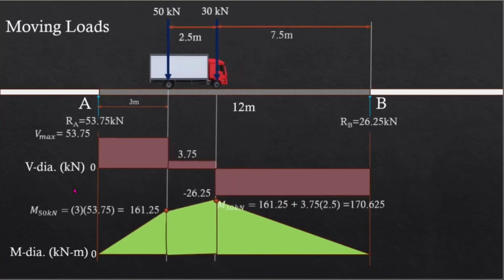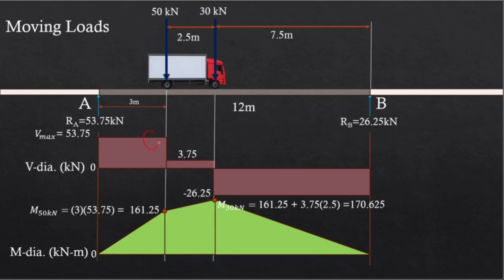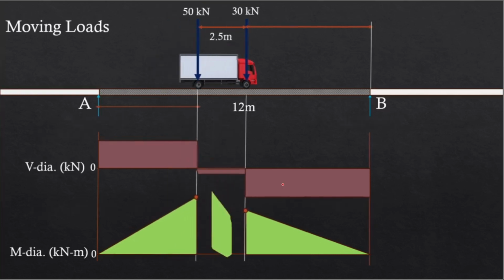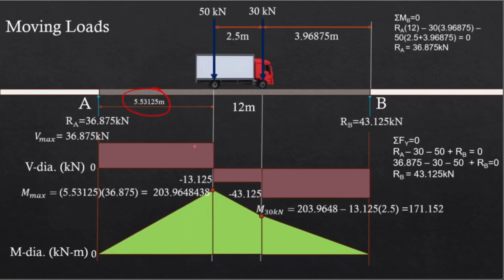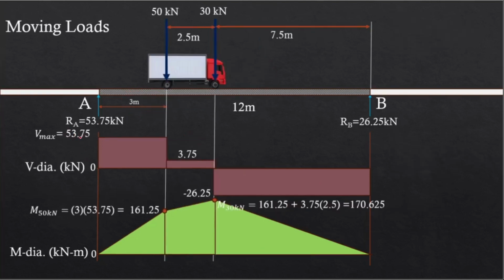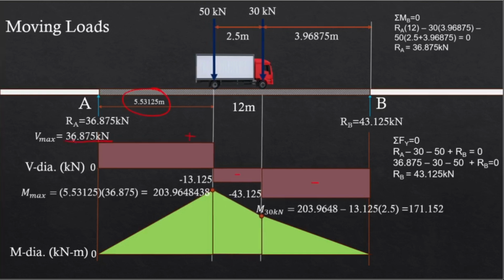And then by the way, as you can notice right here, we have positive and then positive in between these loads, but for the configuration of the maximum moment, the behavior of the shear diagram actually changed. We now have positive, and then this one is negative, and this is also negative. However, the value of the maximum shear actually still decreased. From 53.75, we now have 36.875. Now, since this is negative constant, we have here a descending line.